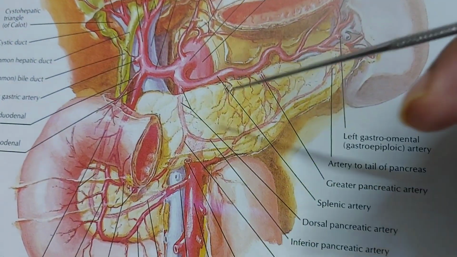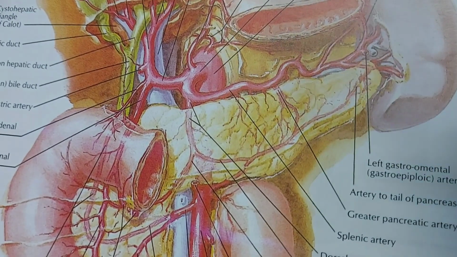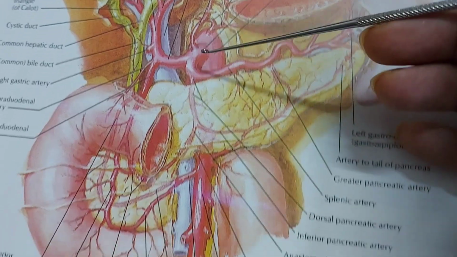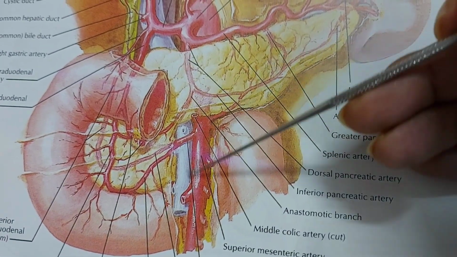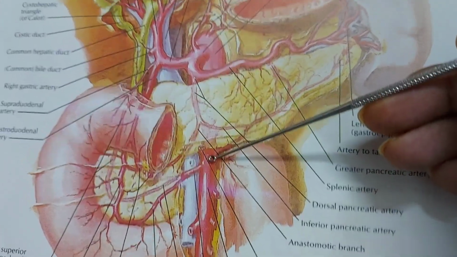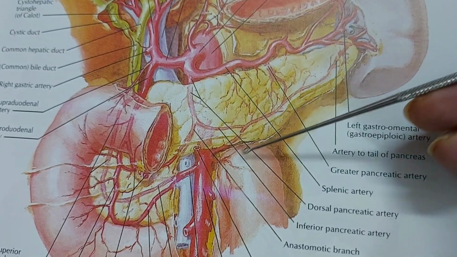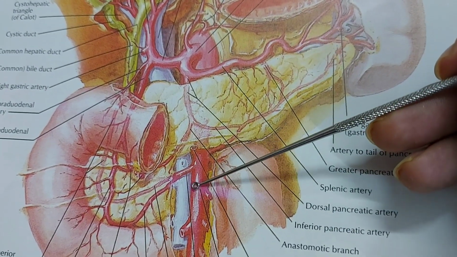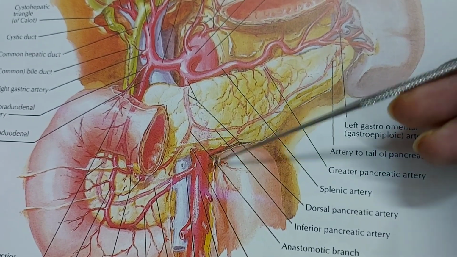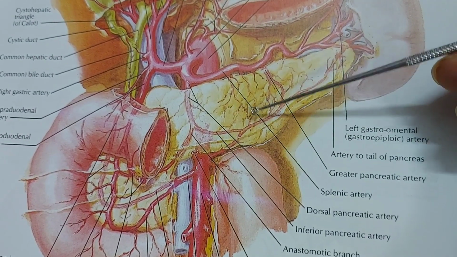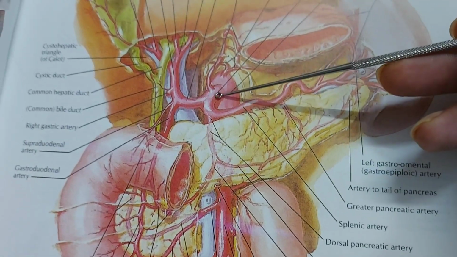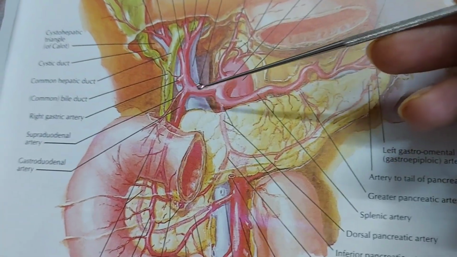Here we can see the vessels of the abdomen. This is the celiac trunk, and here is the superior mesenteric artery. Behind the superior mesenteric artery there is the abdominal aorta. The abdominal aorta is not seen here; behind the viscera there is the abdominal aorta. Here we can see part of the abdominal aorta, and the first anterior branch is the celiac trunk.